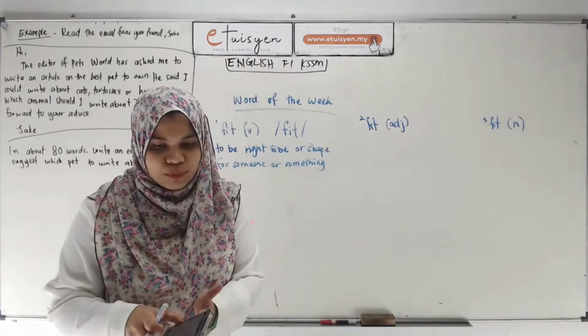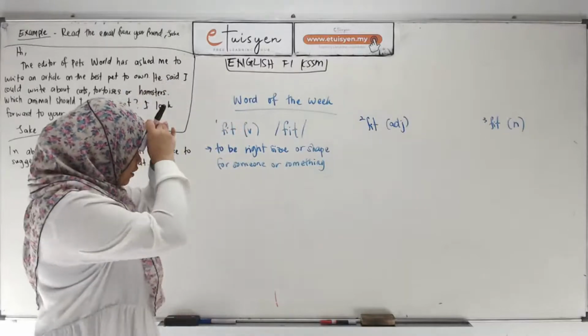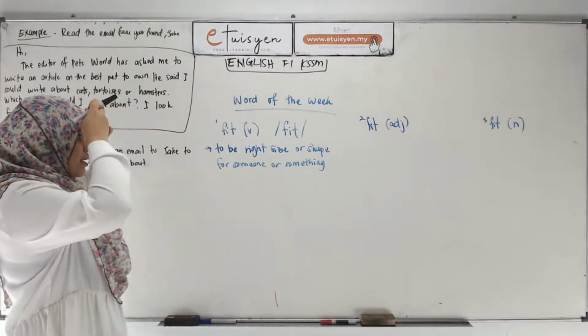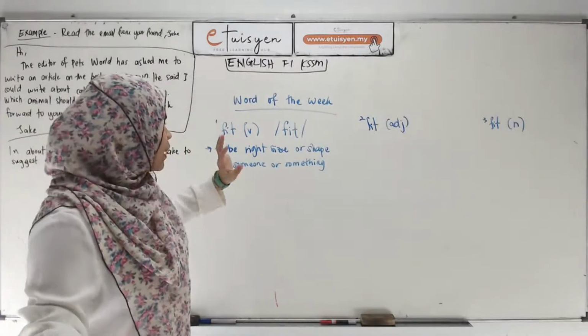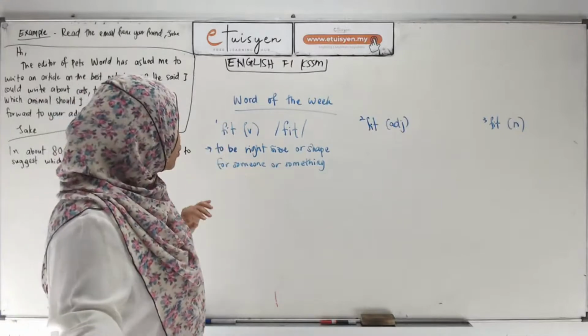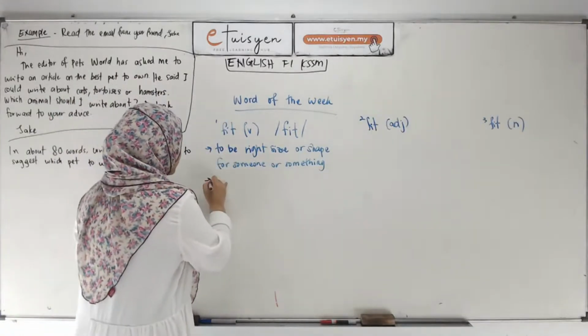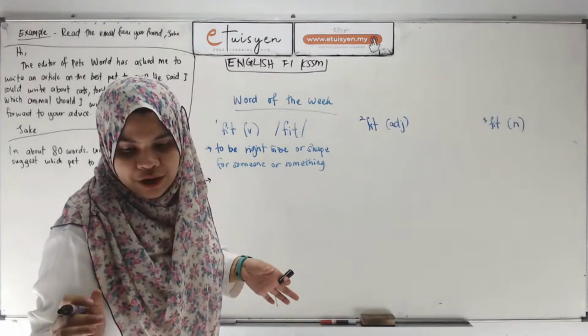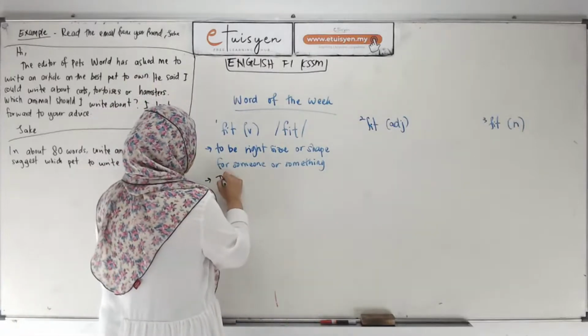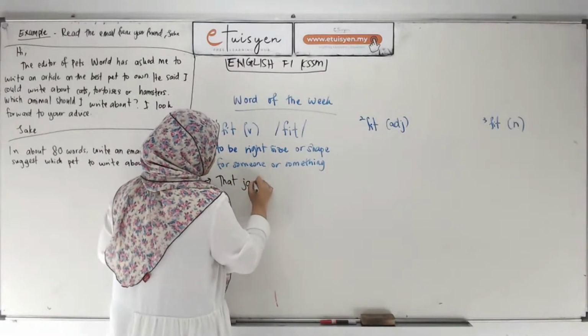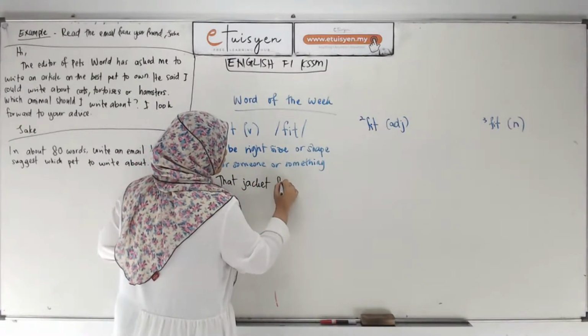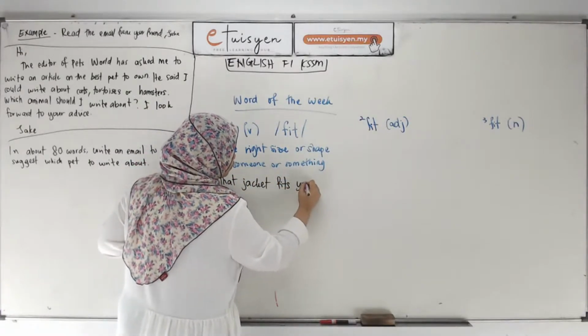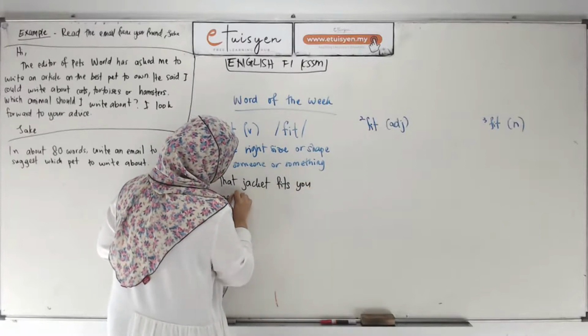Dia muat pakai topi tu. Dia muat pakai stokin tu. Stokin, wait, there are short stockings. So that's what it means by this fit and how you use it in a sentence. Oh my god, I almost fell. How do you use it in the sentence: that jacket fits you perfectly.